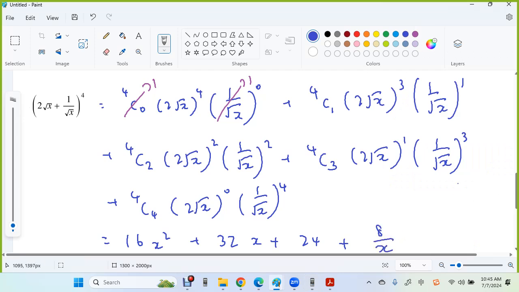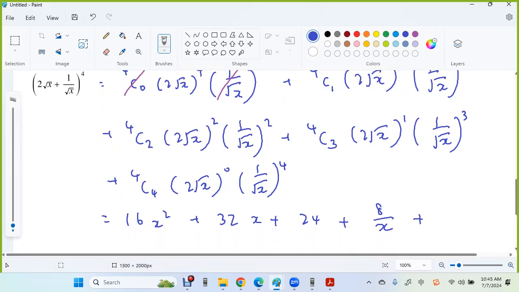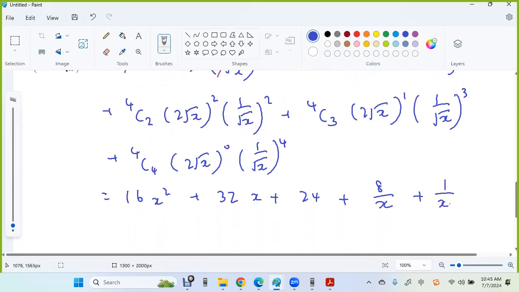over x. So this one square root x cancels, then square root x squared is x, and then plus this one 4c4. 4c4 is actually 1 times 2 to the power 0, so the whole thing is 1, so 1 over x squared. So this will be the answer.